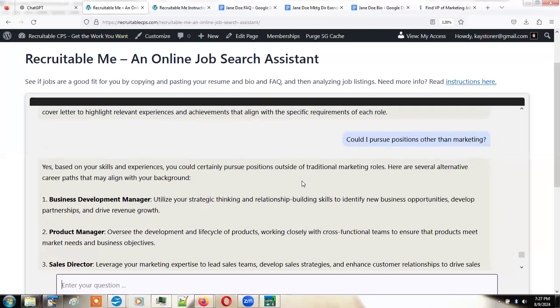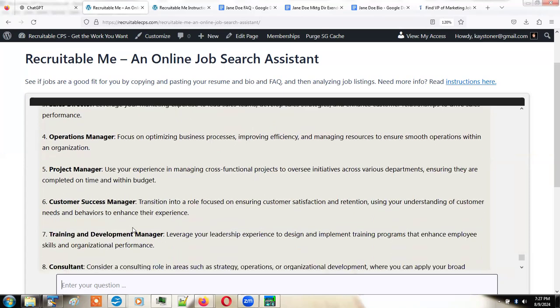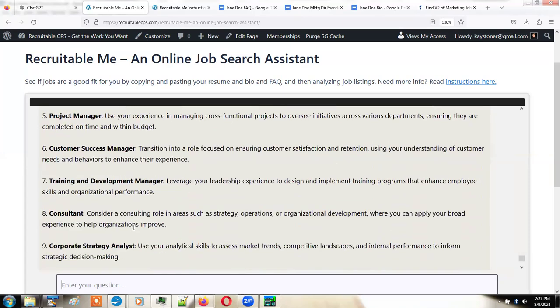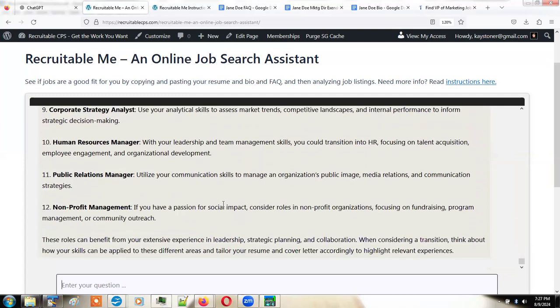So based on skills and experiences, you could pursue positions outside of the traditional marketing roles. You could do business development, you could be a product manager, sales director, operations manager, all of these things. So these are all things that you can do. Consider consulting. You could do consulting, but here are all these different things.